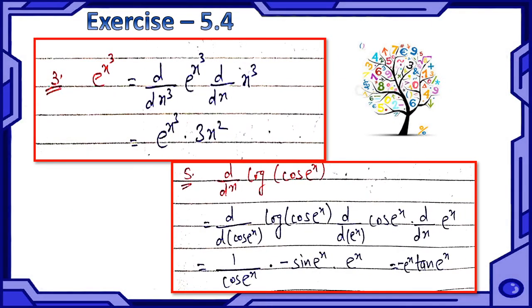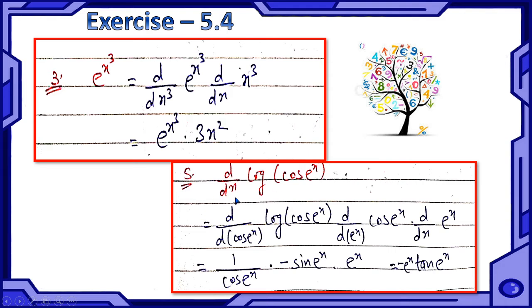Now let's talk about a few questions of exercise 5.4. Question number 3, e power x power 3. Here we have to take the derivative of this thing. So first of all, let's apply chain rule here, because this is a composition of functions. So derivative of e power x power 3 with respect to x cube, and then let's take the derivative of this x cube with respect to x. So e power x cube, whatever is this, the derivative of this thing is the same, and derivative of x cube is 3x square, and after that you can simplify and write down the answer.